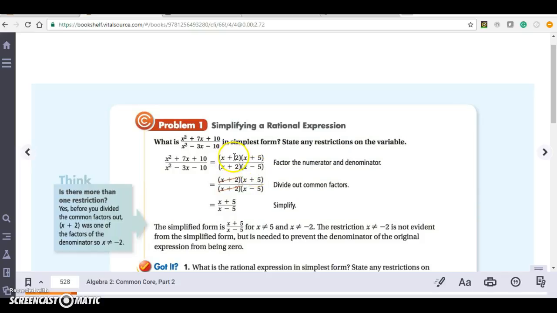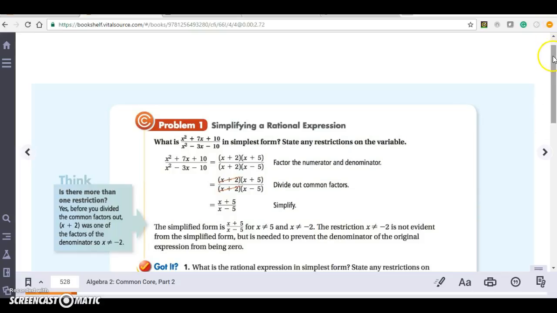And so I see that at the top and the bottom, I have factors that are the same. The x plus 2 is the same on top and bottom. I'm left with x plus 5 and x minus 5, and this is the simplified form. The restrictions come from the whole entire bottom. So when I set x plus 2 equal to 0 and x minus 5 equal to 0, I get x cannot equal 5 and x cannot equal negative 2.